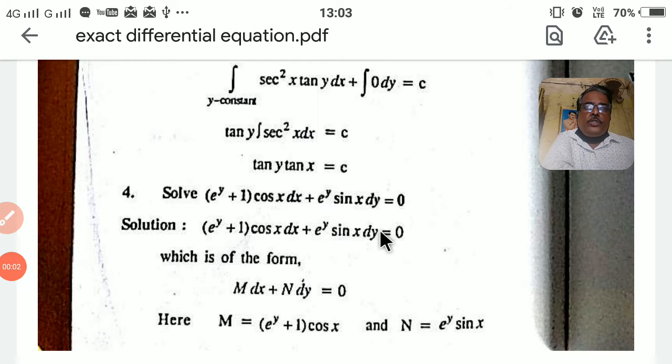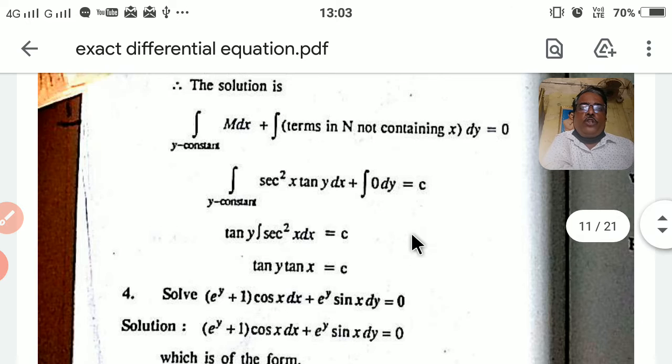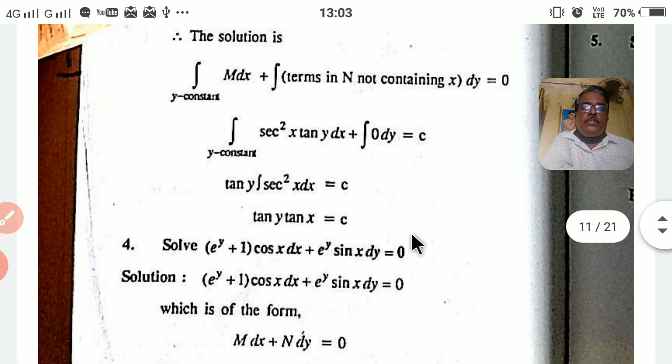Good morning, students. So yesterday we derived the equation for exactness of a differential equation. Now today we solve the problems on this equation.